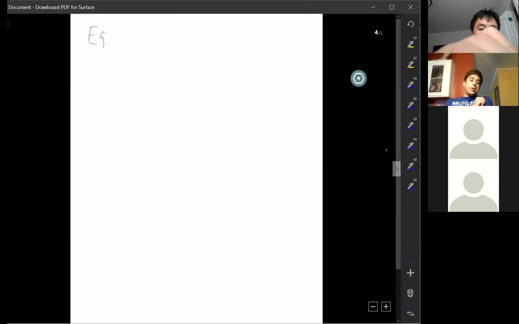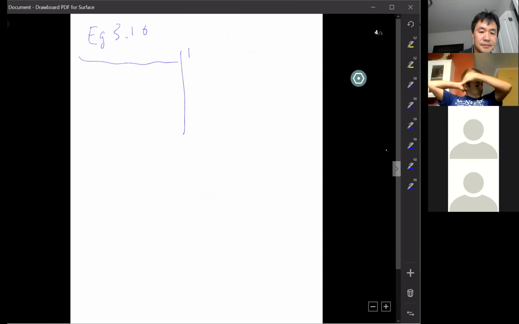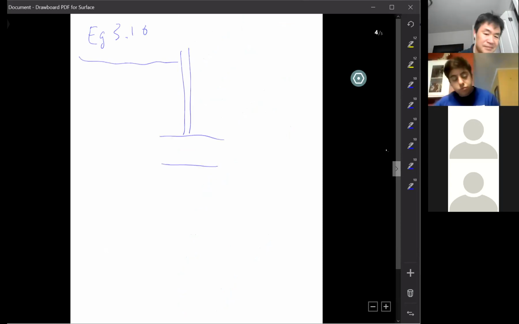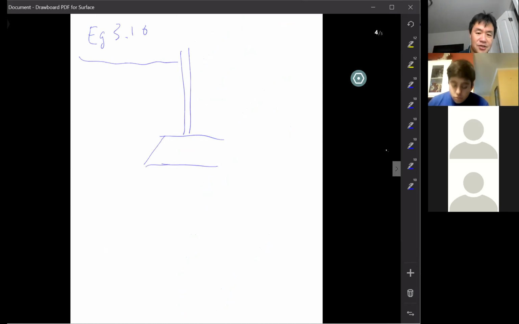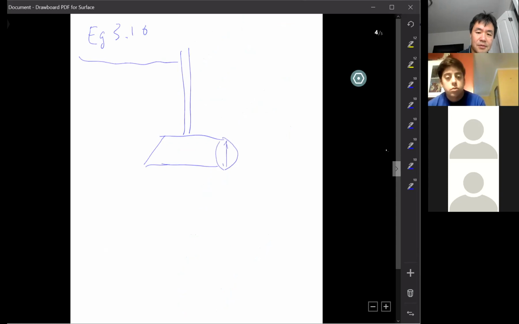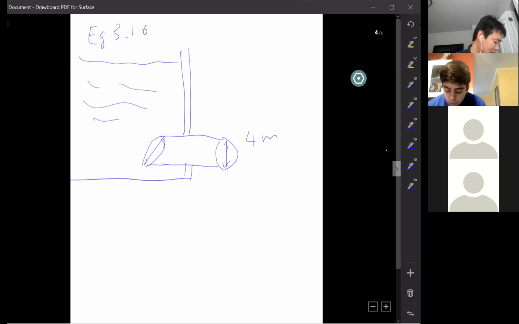Example 310. It's kind of like a reservoir, and you have a pipe going into it. It's a circular pipe with diameter 4 meters. But when you cut a cylinder at an angle, it's not vertically cut. So now you cut the pipe. This is the water. They cut the pipe like this, then install a gate on it. This is the gate. This is the hinge.